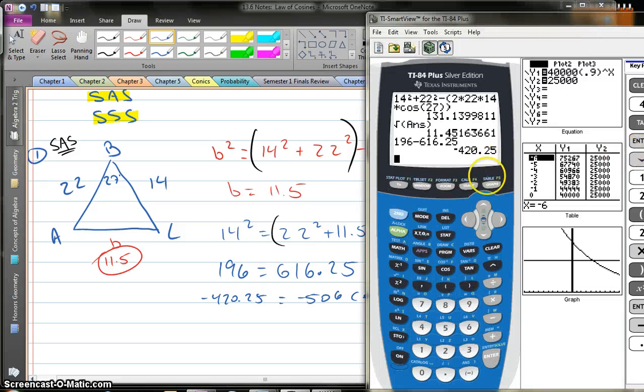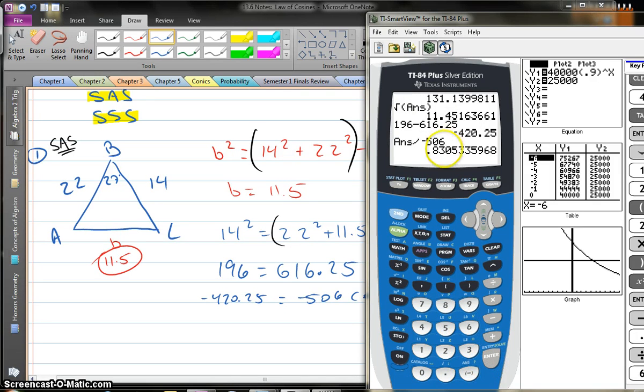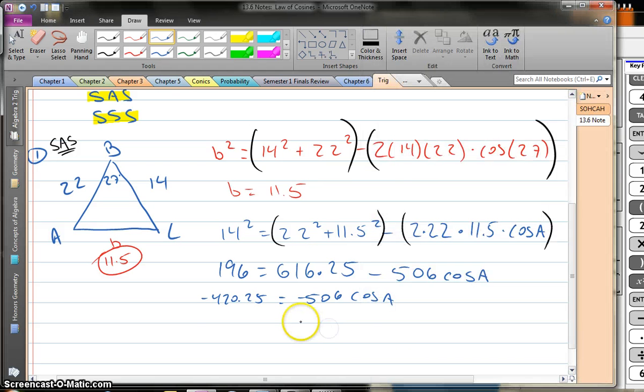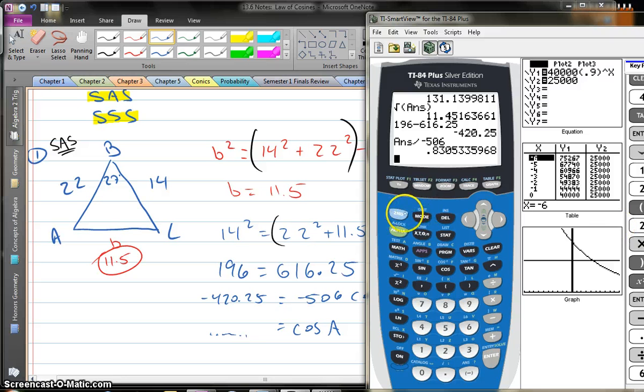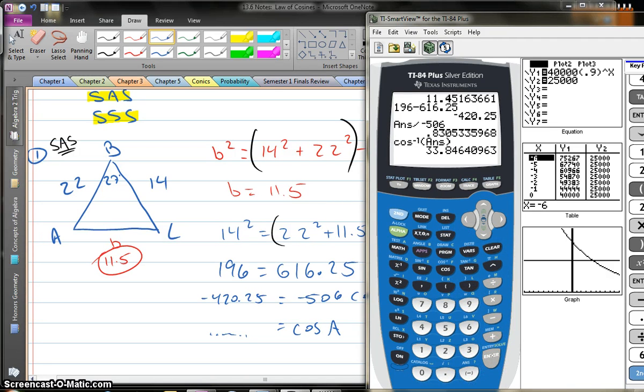So I have that answer divided by negative 506. So I got that crazy decimal. So I have the cosine of A is equal to that crazy decimal. So I'm going to inverse cosine this number, and then I'll have my value for A. So I'm going to go second inverse cosine of this answer. So second negative, put my answer in there. And I get 33.84640963. But I want that in degrees and minutes.